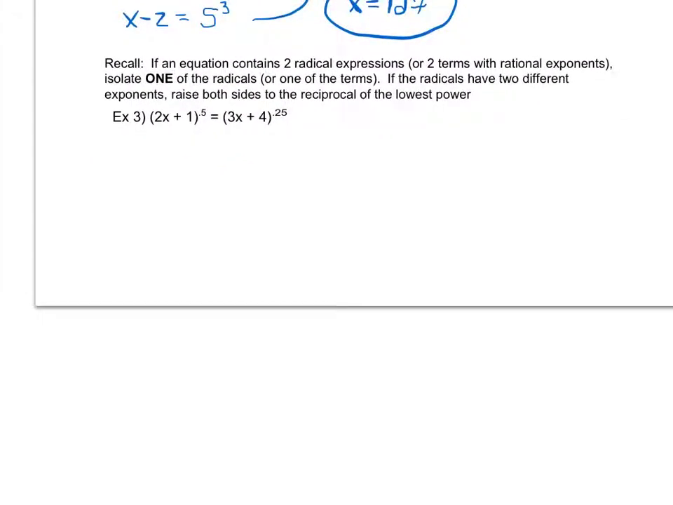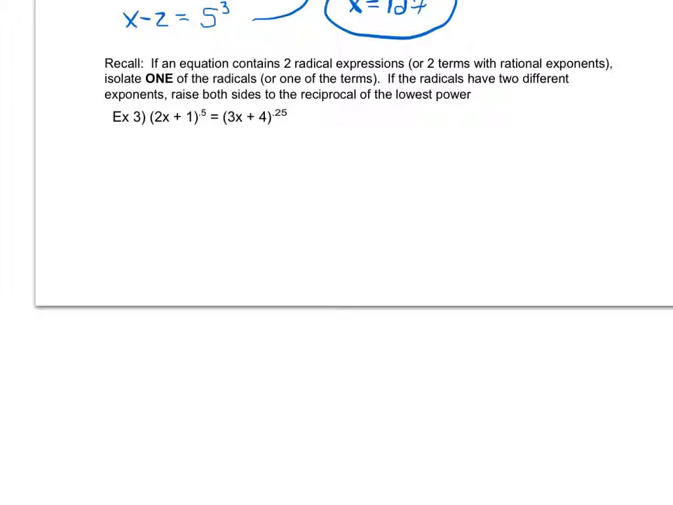Finally, the last example, I also want to bring to your attention that we ran into a situation before where we would have two radical expressions. We're going to see that happen again. We'll either have two radicals or possibly two terms with rational exponents. What we'll do when that occurs is we will isolate one of our radicals or one of our terms. Then we will raise, and this is worded kind of funny, so I'm going to talk a little bit more with this in terms of this specific problem.